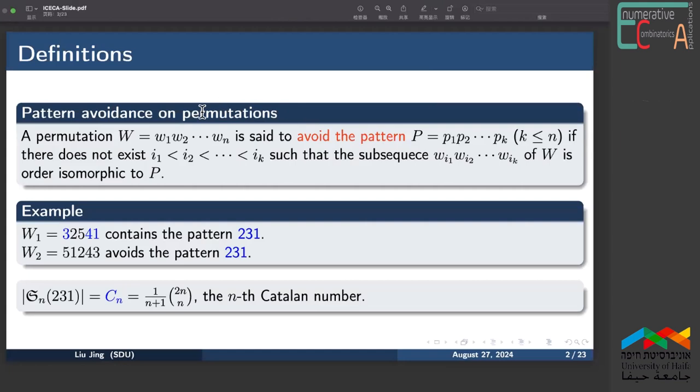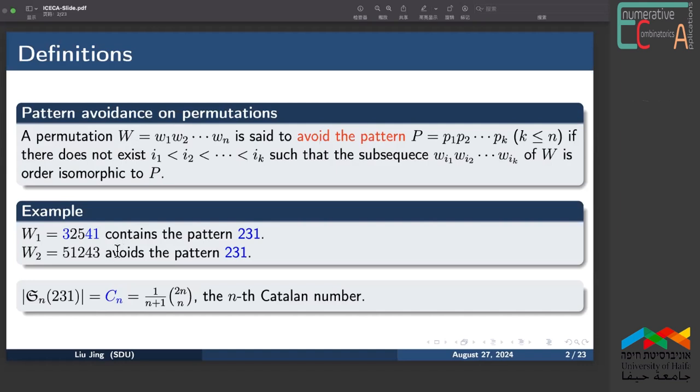First of all, some basic definitions are necessary. We say a permutation avoids pattern P if there is no subsequence whose order is isomorphic to P. For example, take W1 equals 32541. The sequence of letters 341 has the same order as pattern 231. So we say W1 contains pattern 231. However, W2 does not contain this pattern.